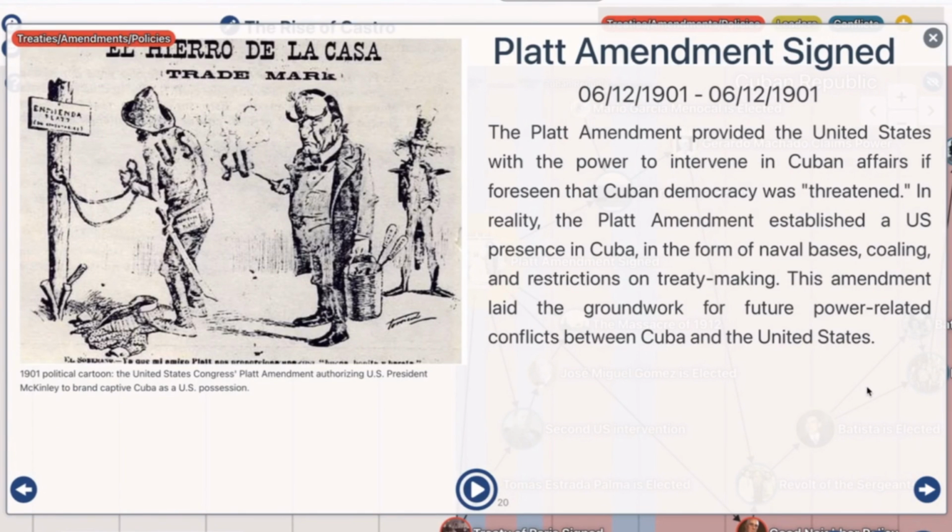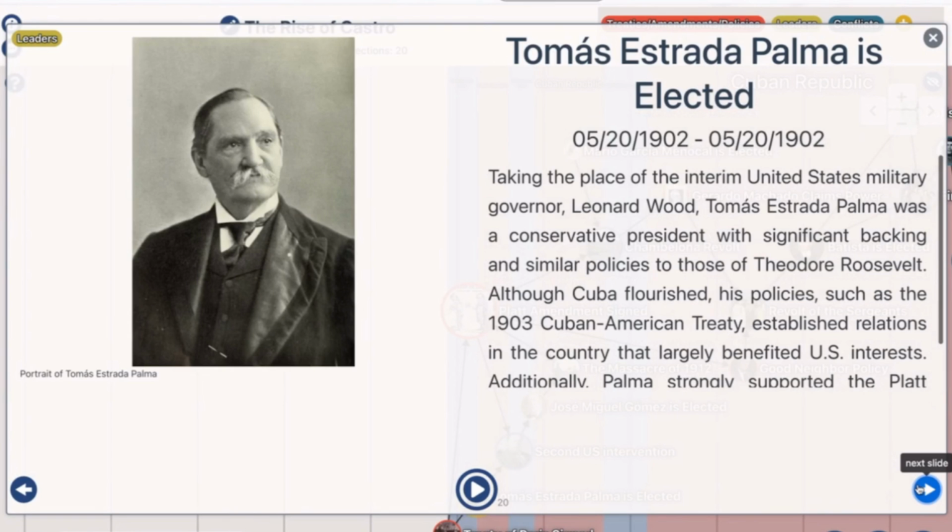During this administration, the Platt Amendment was signed, providing the US with the means to intervene in Cuba if its democracy was being threatened. This amendment established a strong US presence in Cuba through naval bases, coaling, and treaty-making restrictions. Following the Platt Amendment, Tomás Estrada Palma was the first elected president of the Cuban Republic.